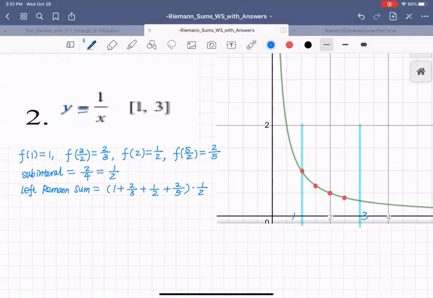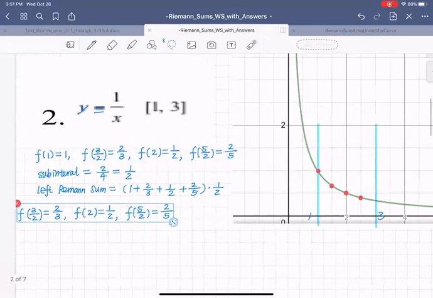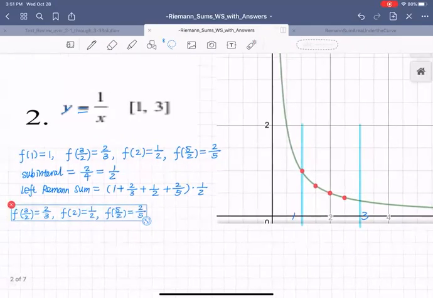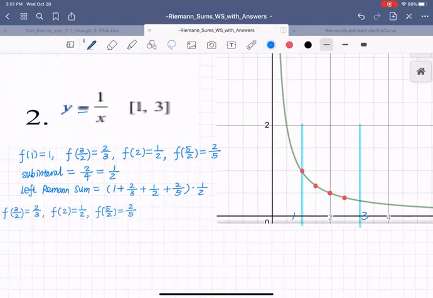Now let's do the right Riemann sum. So the last point is at 3.